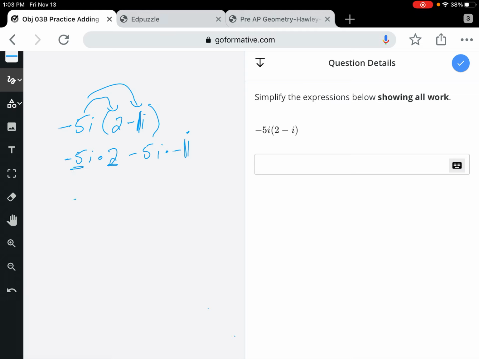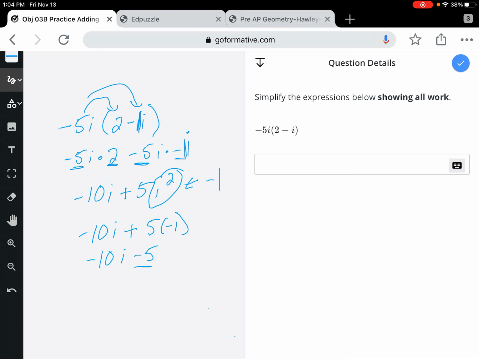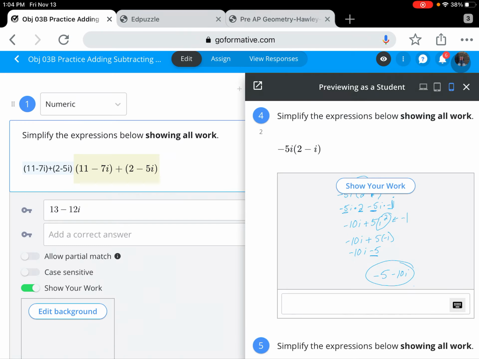Negative 5 times 2 is negative 10i. Negative 5 times negative 1 is positive 5. i times i is i squared. What you need to remember is your i squared turns into a negative 1. So this is negative 10i plus 5 times negative 1, which is negative 10i minus 5. I want to write it properly, so I put my negative 5 first, minus 10i.